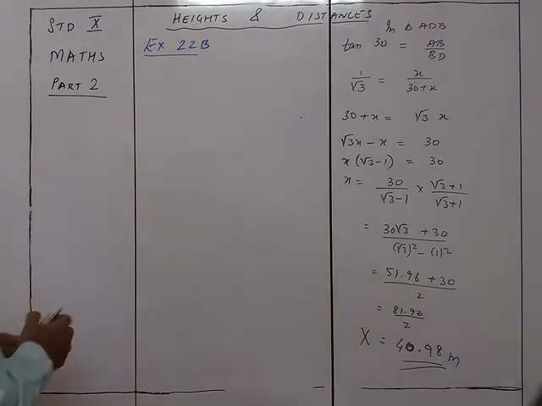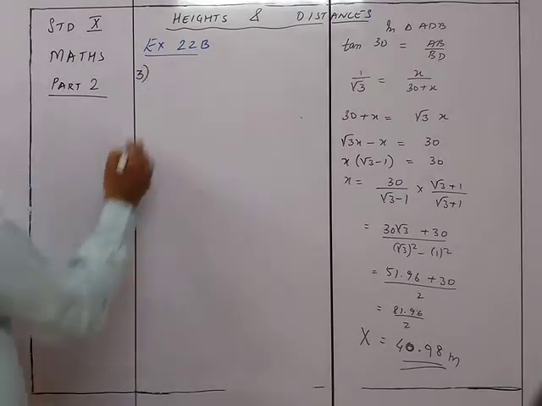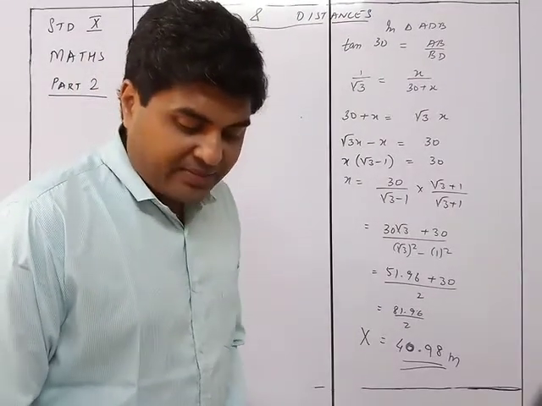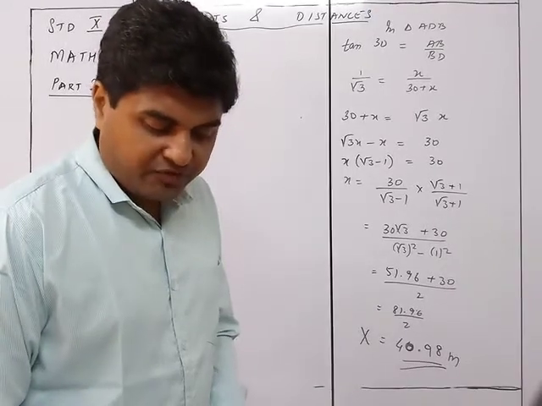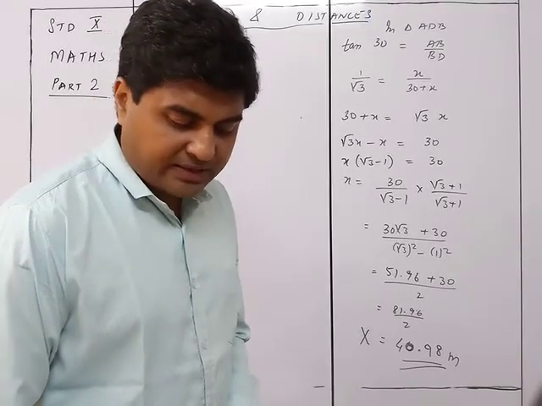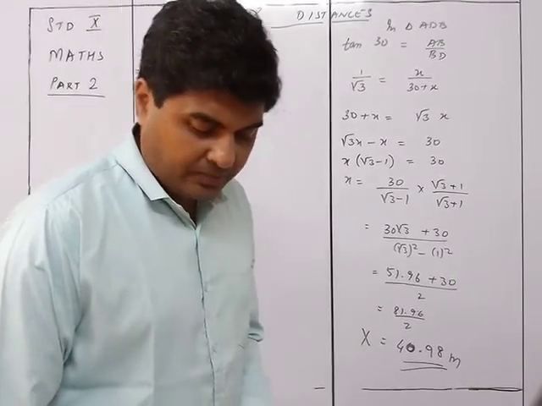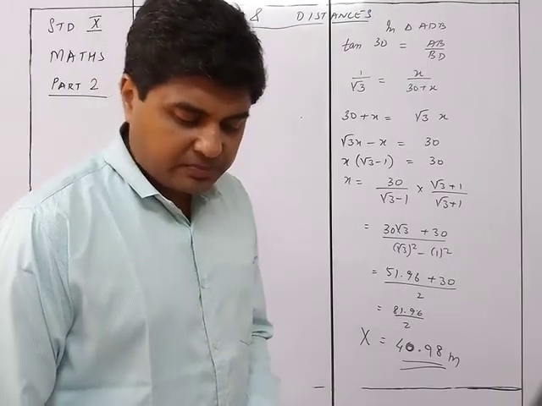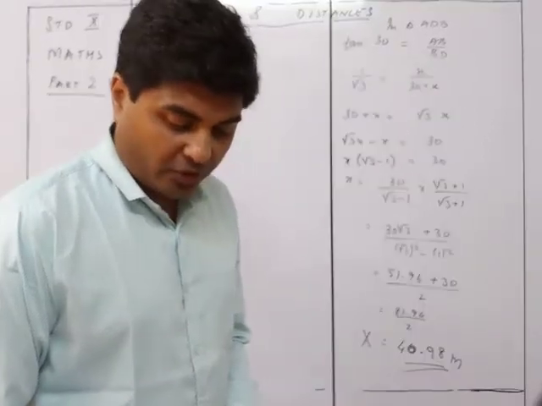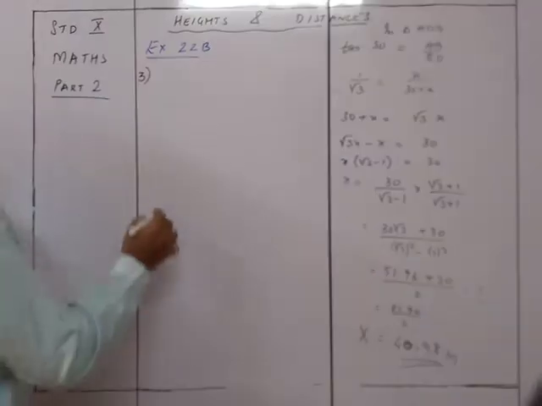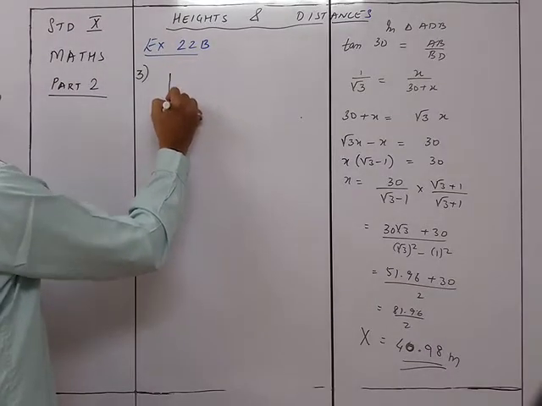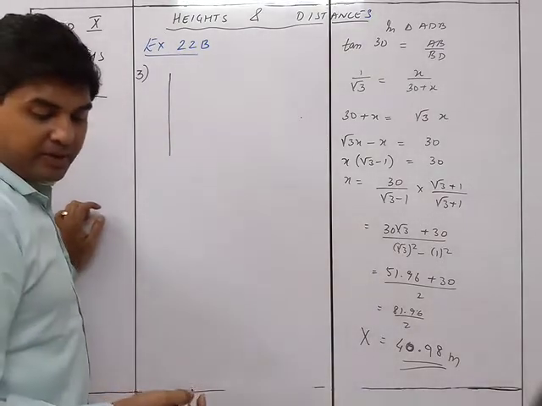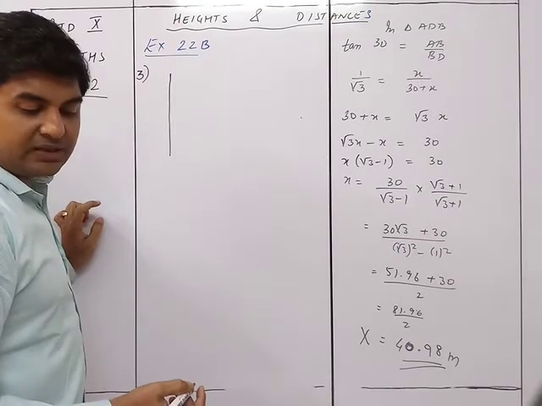Sum number 3. Find the height of a building when it is found that on walking towards it 40 meters in a horizontal line through its base, the angular elevation of its top changes from 30 to 45. So it's a simple thing that this is the building. You need to find out the height of this building.